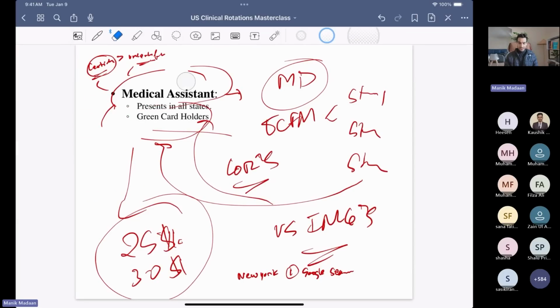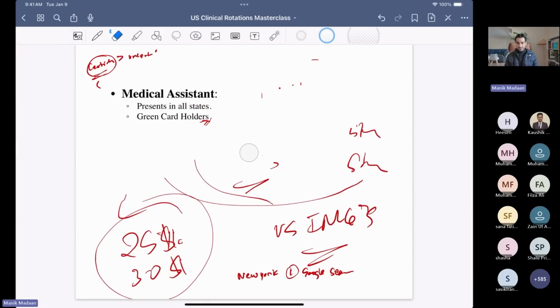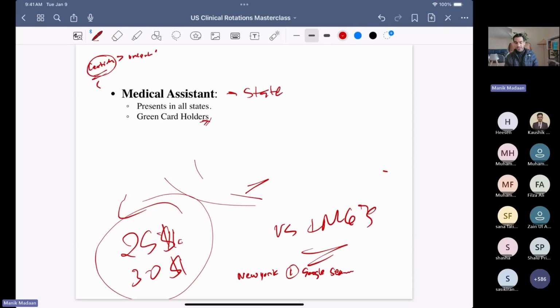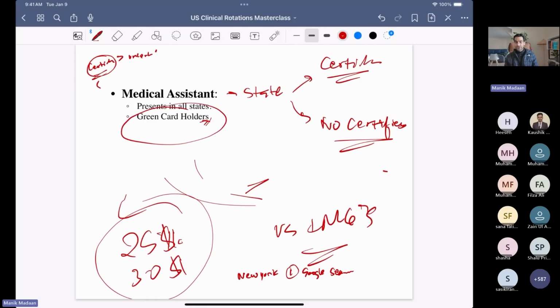So in medical assistant jobs, right, it's dependent upon state. So each state has its laws, right? Some states require you to be certified to be a medical assistant. Some states don't require certification. You have to first Google medical assistant jobs in the US. And again, this is for green card holders only, unfortunately, right?